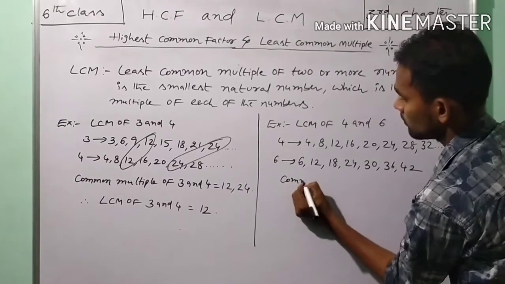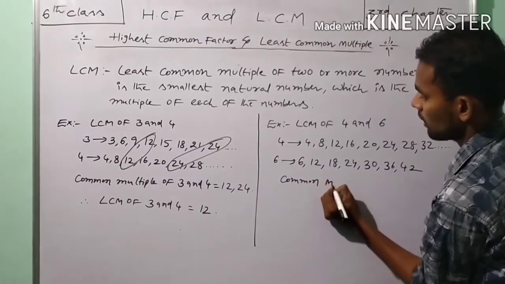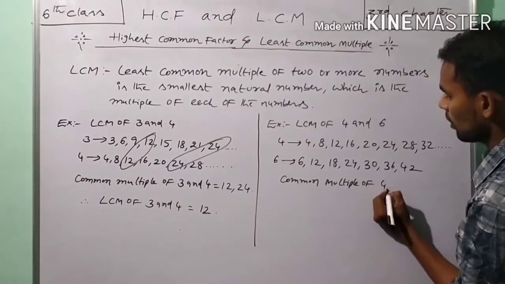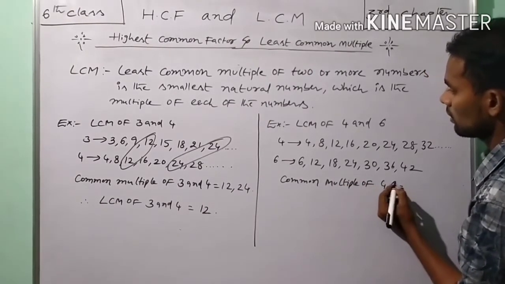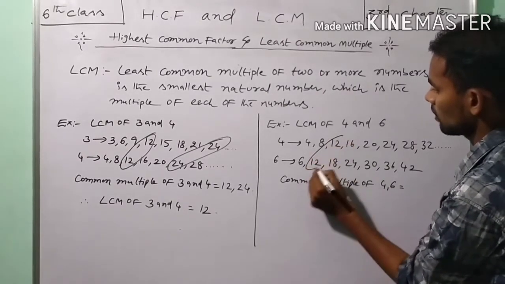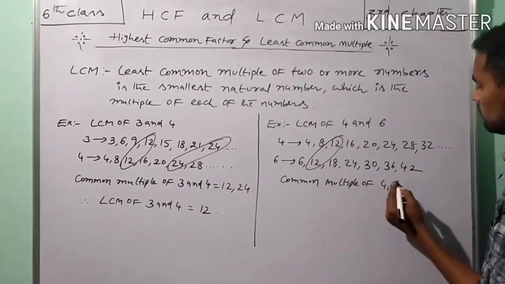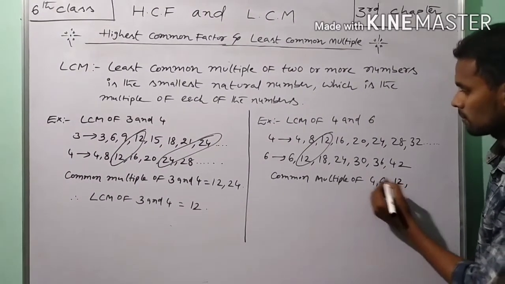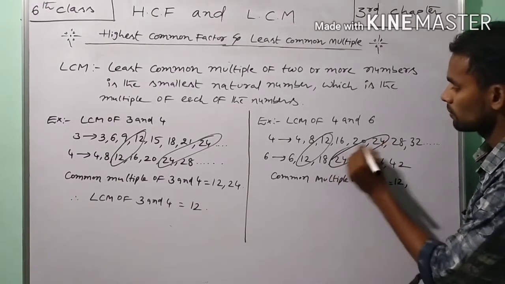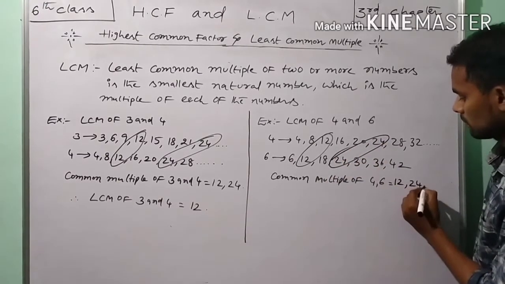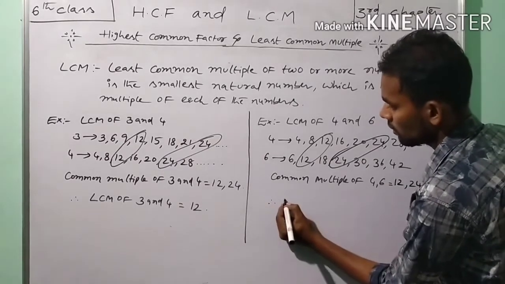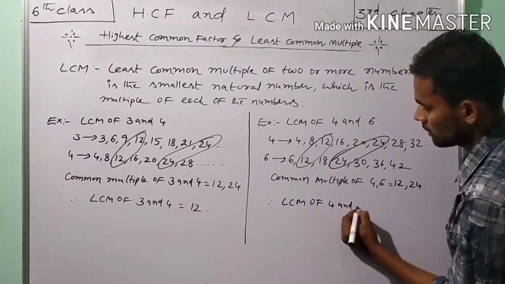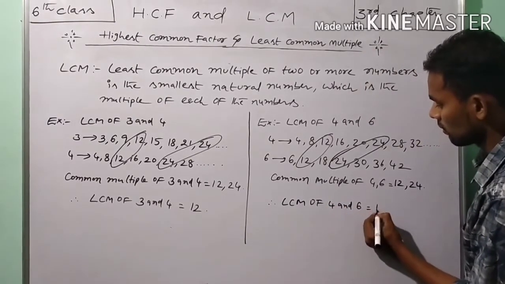Common multiples of 4 and 6 are 12, 24. Therefore, least common multiple of 4 and 6 equals 12.